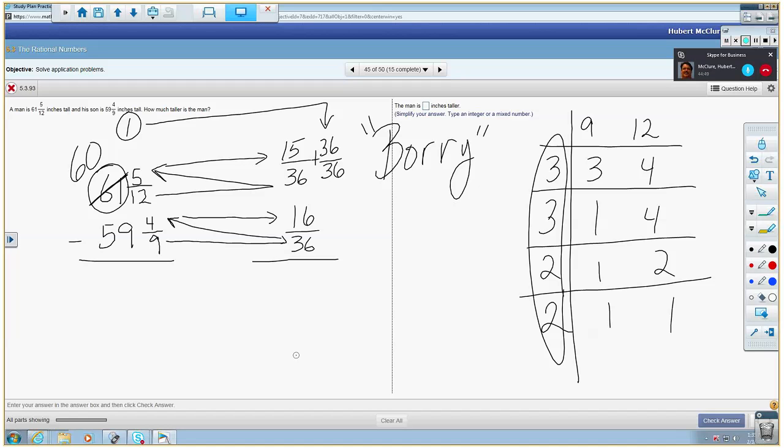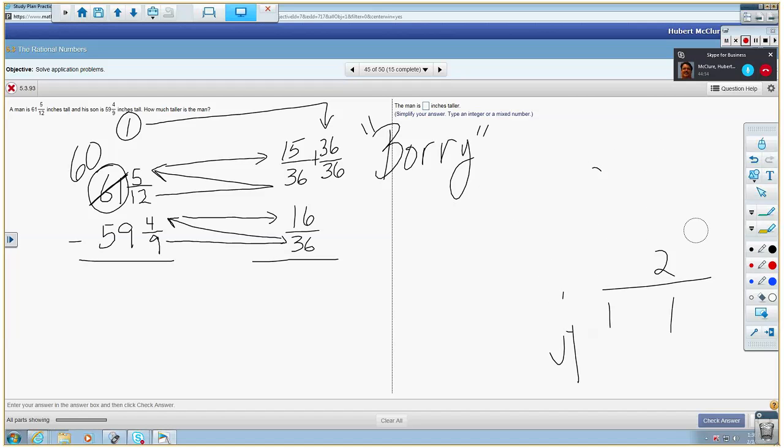Now, my new problem looks like this. And don't worry, we're going to do several of these. So now I've got 60. And what's 36 plus 15? 51.